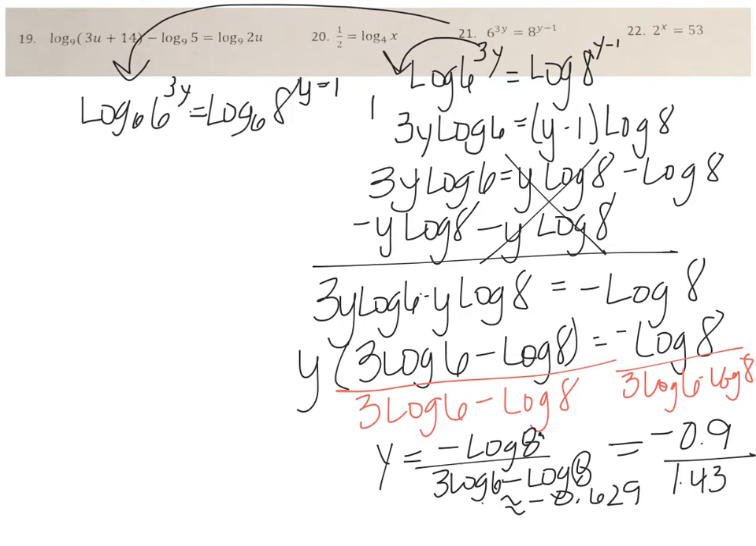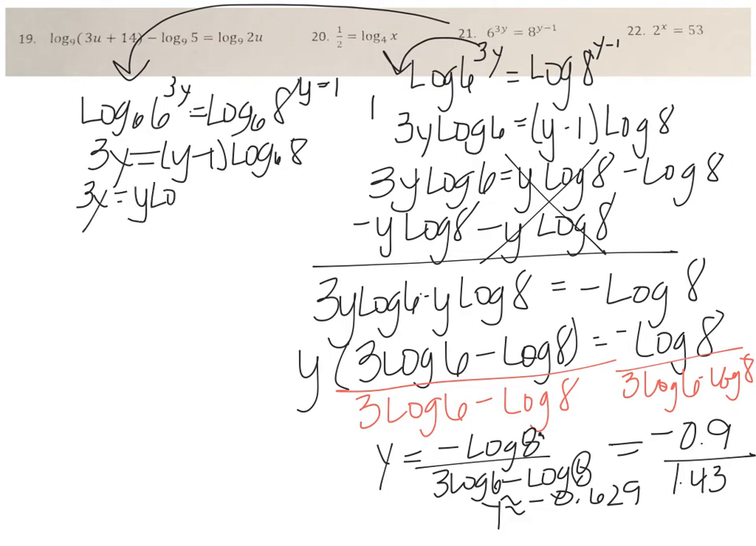And that's my approximation. Now let's look at the other method of doing this problem. What if we did log 6 instead? You could even do log of 8 if you wanted to, or log base 8. So here on the left side, log 6 of 6 to the 3y is just 3y. And that is equal to y minus 1 times the log 6 of 8. And then we're going to distribute.